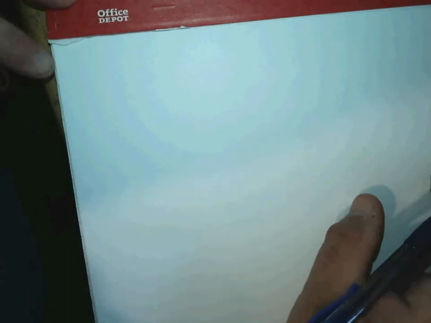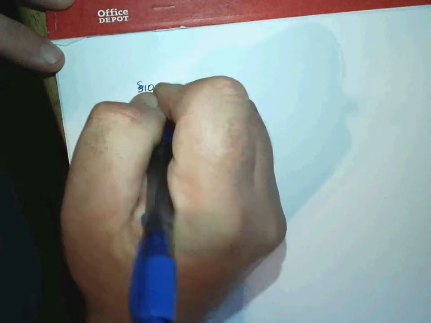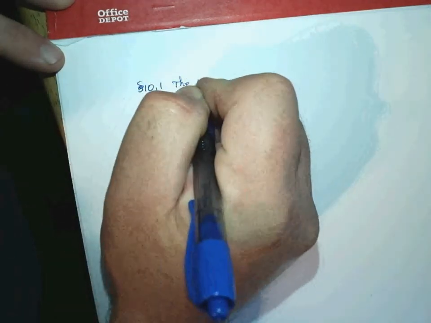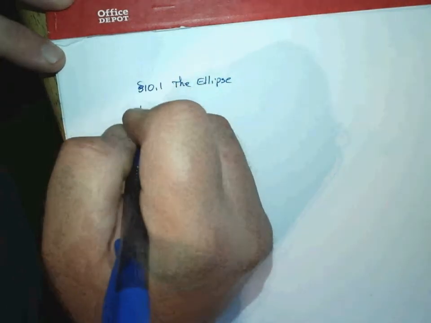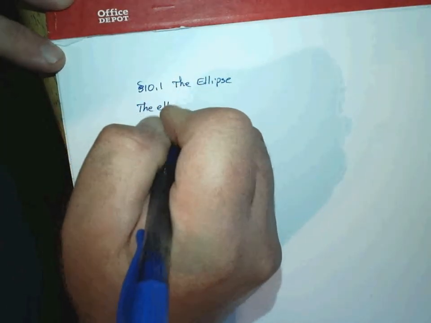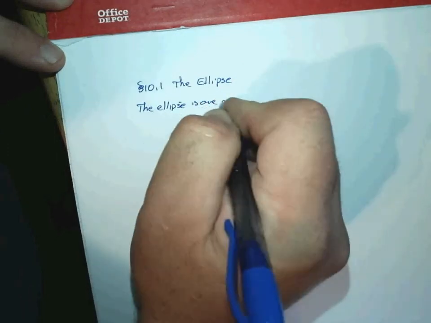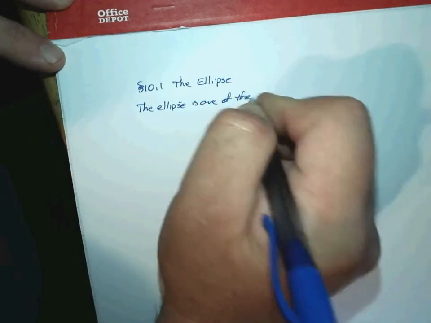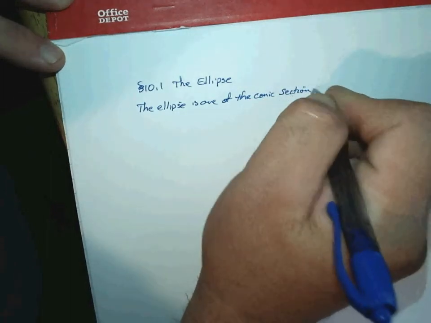Alright, so in today's video we're going to be looking at section 10.1 concerning the ellipse. Ellipse is one of what are called the conic sections. And these are called a conic section for this reason.